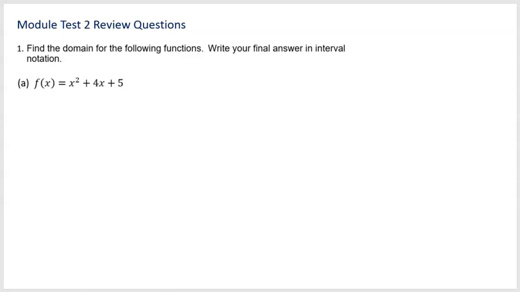So for problem number 1, we're supposed to find the domain of a bunch of functions. For part A, f of x equals x squared plus 4x plus 5. This is a polynomial. And the way you recognize a polynomial is, first of all, you don't have any variables in the denominator. Notice there is no denominator at all, and definitely no variables in the denominator.